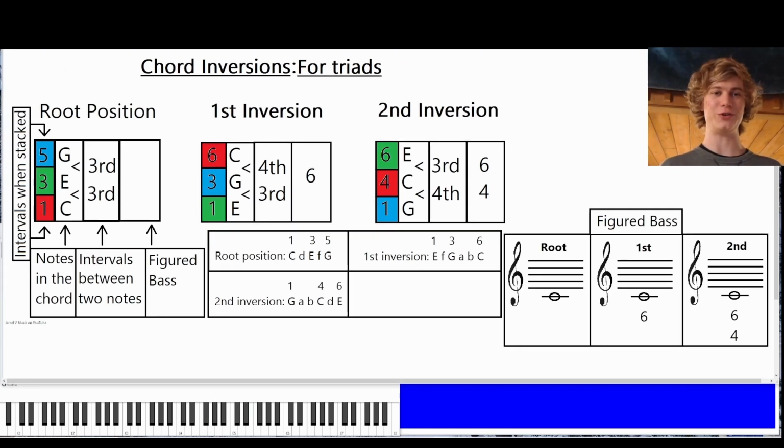Okay, so to conclude, if we have a C major triad, we have the notes C, E, and G. And that would be root position. And now if I want to do a first inversion, all I do is I take this first note, which is that C, and I put it on the end. So now I have an E, G, and C. Now back to root position.